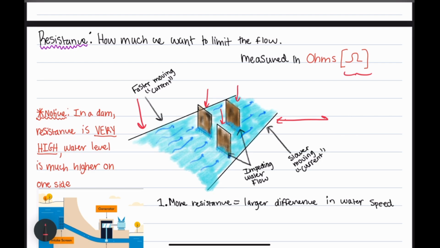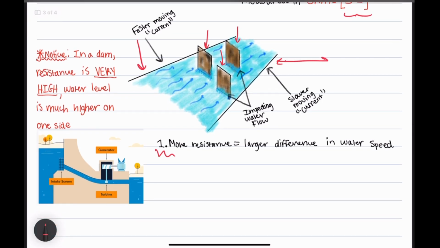So the resistance limits the amount of water that can get through, and as a result, more resistance means that there's a larger difference in water speed. The water is moving really fast before it hits the dams or the blocks or the rocks, and it's moving a lot slower after the fact. Now, in the electric example, it's very similar. You place a resistor to make it harder for the electrons to move. And this is why it leads us to our transition point, this red notice.